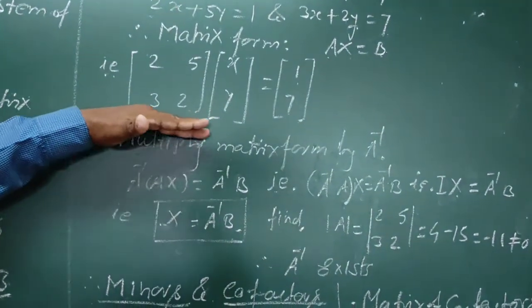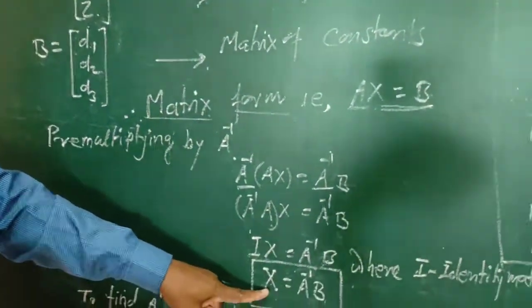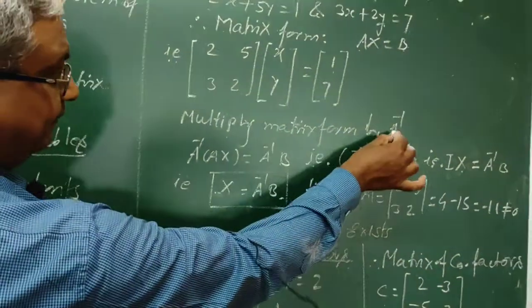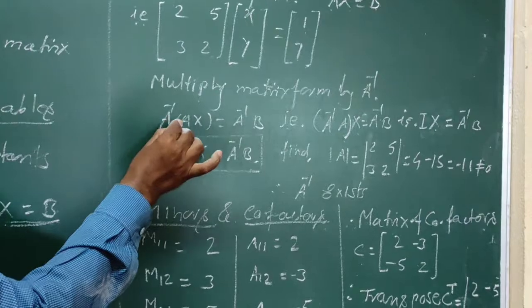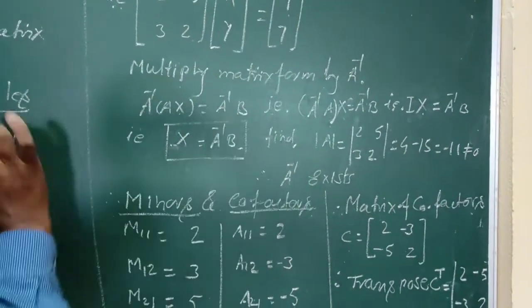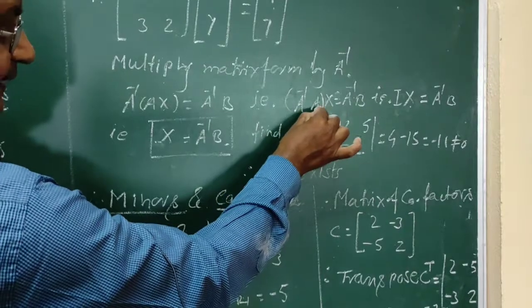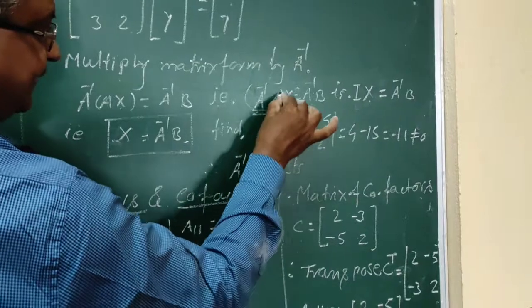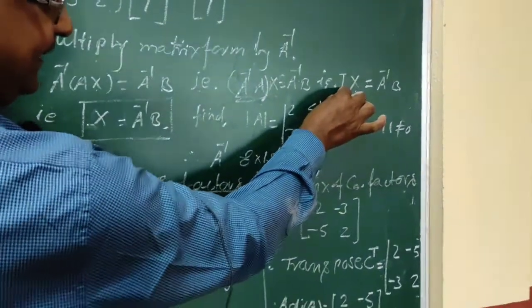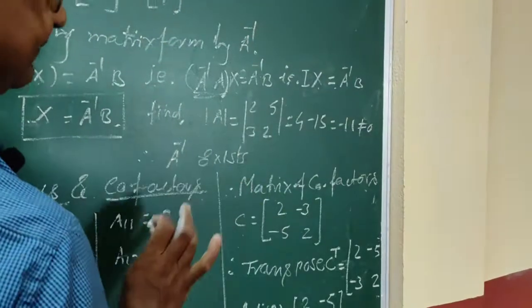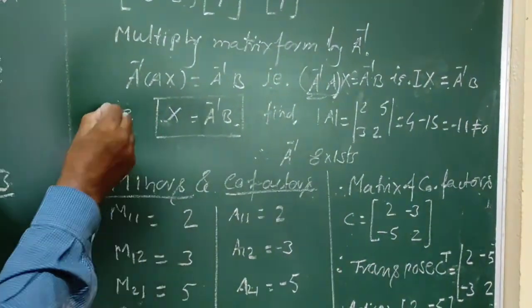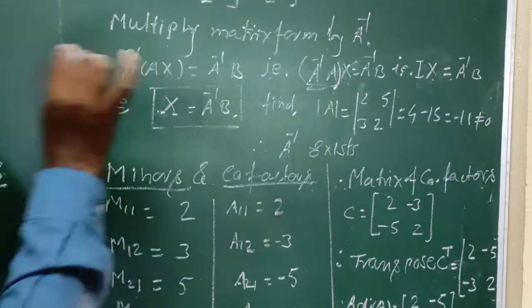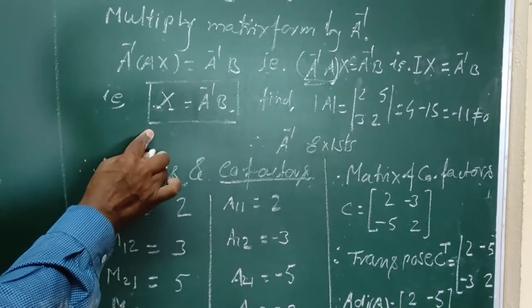Now we simplify this matrix form and bring the result up to X is equal to A inverse into B. Multiplying the matrix form by A inverse, you will get A inverse into AX is equal to A inverse into B, that is A inverse into A into X is equal to A inverse into B. But we know that A inverse into A is nothing but the identity matrix, into X is equal to A inverse B. Now this becomes I into X, that is X is equal to A inverse into B. So this is your required form.